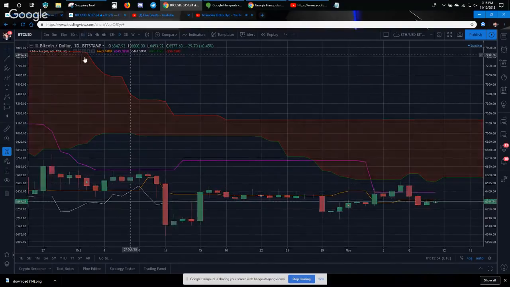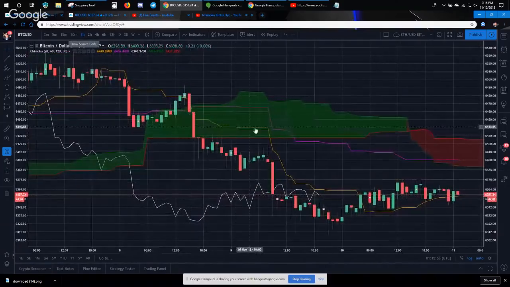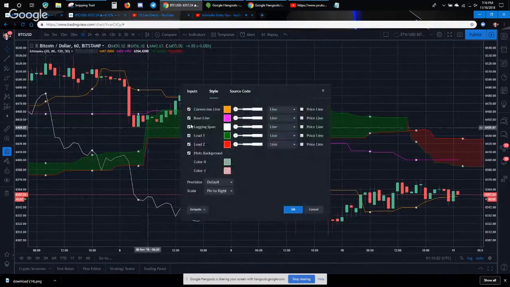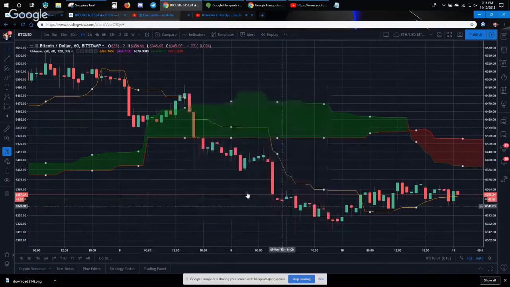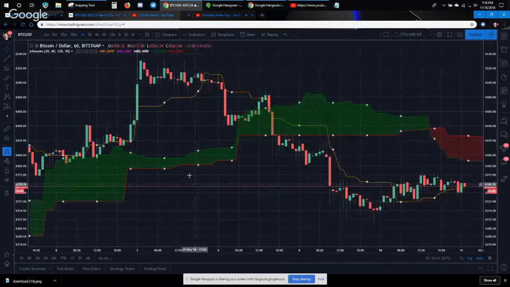Let's put it on something more volatile, such as the hourly, and we can see that this is leading, always moving faster than the rest of the Ichimoku components. We're going to turn those off for now. As you can see, it generally follows price action because, again, this is, in a sense, a 20-day moving average of price action at the 50% range.